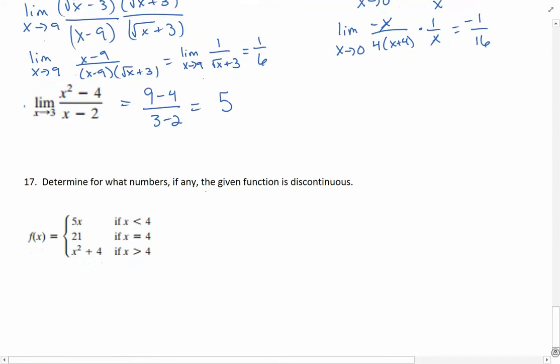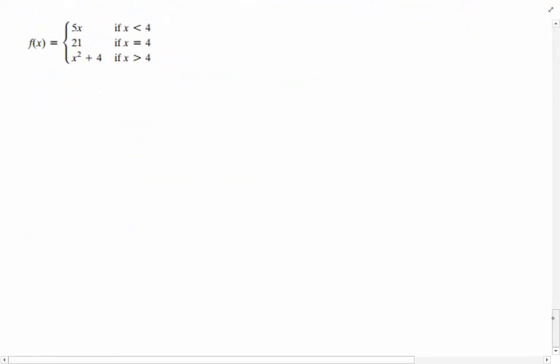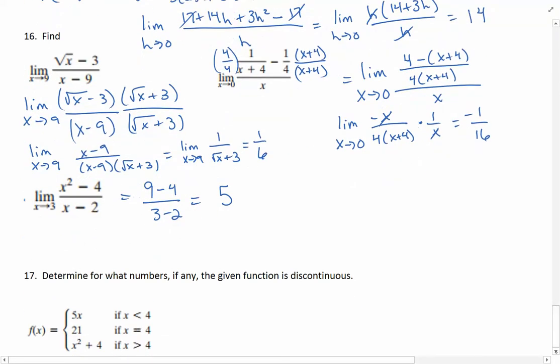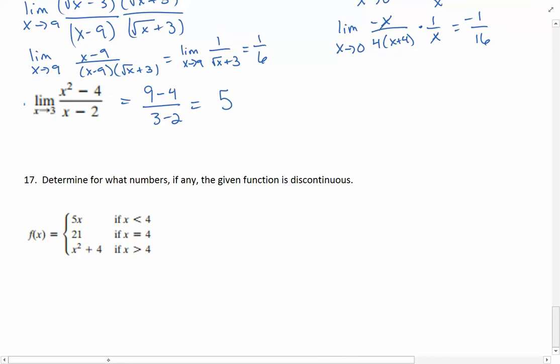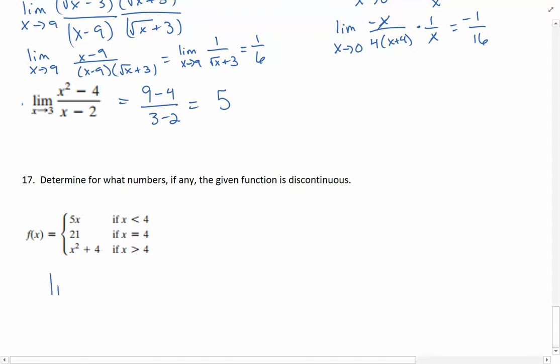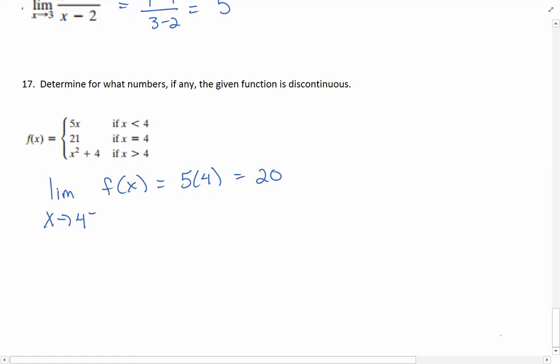All right, and then for the last problem here, to determine where the function is discontinuous, you just want to look at the limit of the function. So the limit as x approaches 4 from the left, you would look at this top row. So f of x is going to be 5 times 4. You can just do a direct plug-in there and you get 20.